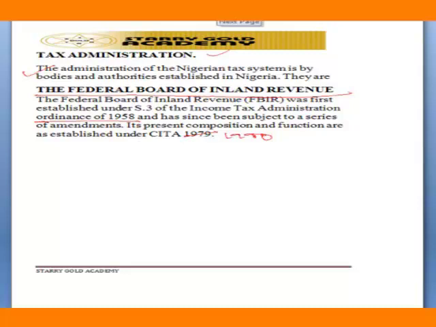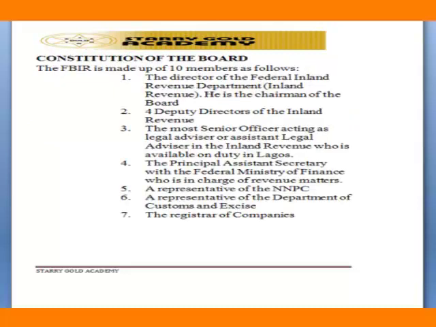So let's look at another aspect of the Federal Board of Inland Revenue by looking at the constitution or composition of the board. Who and who makes up the board? Who makes up the Federal Board of Inland Revenue? The FBIR is made up of 10 members as follows. The 10 members are the Director of Federal Inland Revenue Department. He is the chairman of the board.